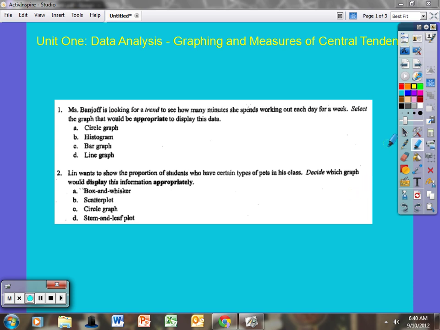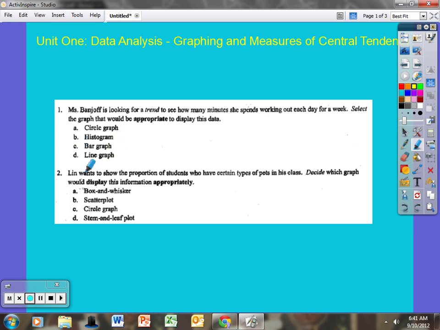So question 1, and you may see questions similar to this on the summative post-test, which will begin on Thursday and conclude on Friday. I always like to use a strategy of underlining keywords, so you'll see me highlight here. Miss Banjoff is looking for a trend to see how many minutes she spends working out each day for a week. Select the graph that would be appropriate to display this data. Circle graph, histogram, bar graph, line graph.